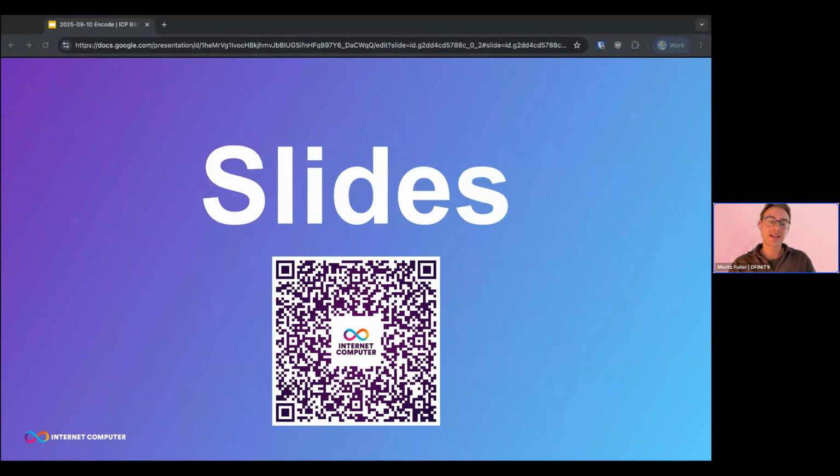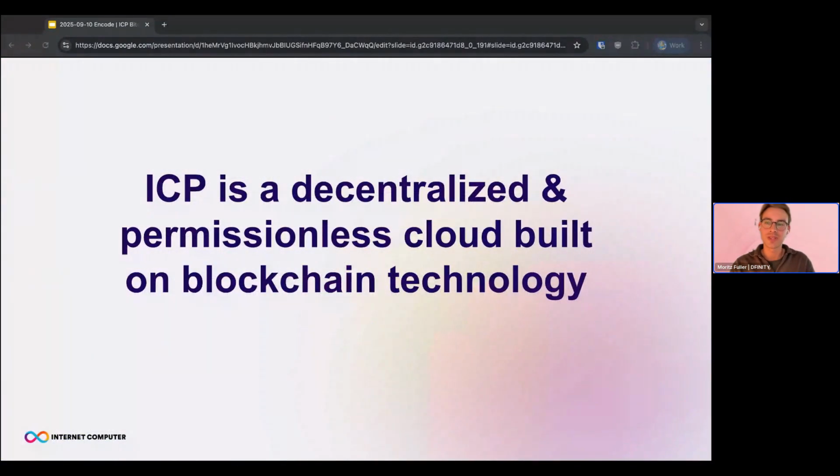So I know that you already had an intro session, but for those that missed it, I still want to repeat a couple of the basics about the Internet Computer to make sure we are all on the same page before we dive in further. If I had to summarize the Internet Computer in one sentence, it would look like this. The Internet Computer is a decentralized and permissionless cloud built on blockchain technology.